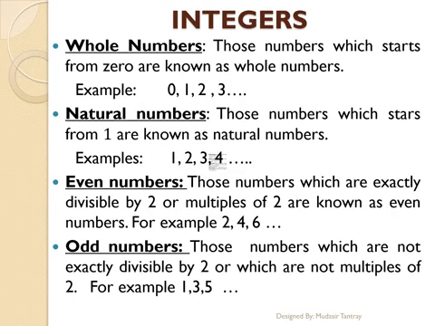Even numbers: those numbers which are exactly divisible by 2, or multiples of 2, are known as even numbers. For example, 2, 4, 6, and so on. Odd numbers: those numbers which are not exactly divisible by 2, or which are not multiples of 2. For example, 1, 3, 5, and so on.